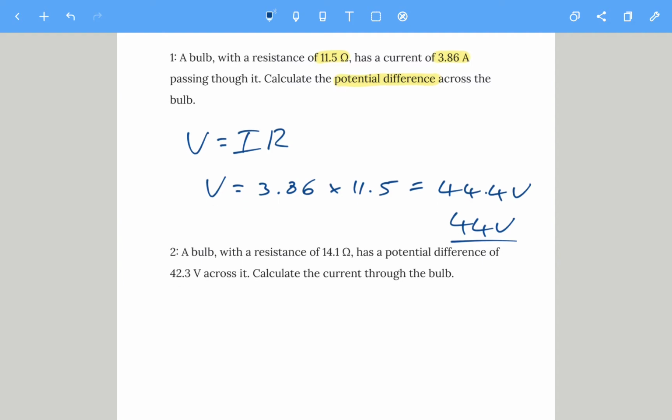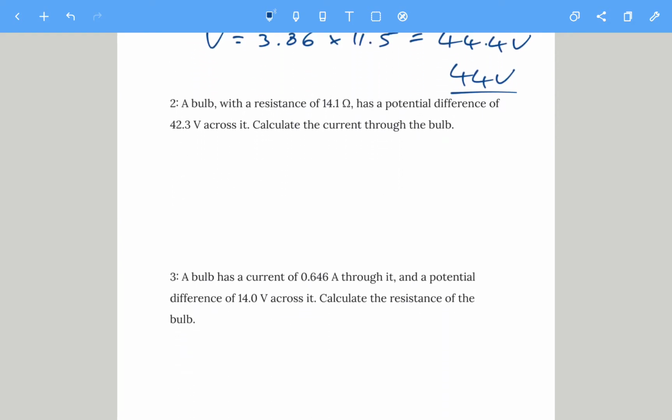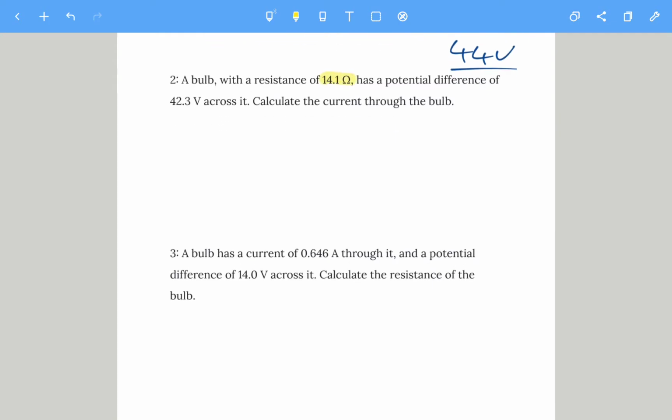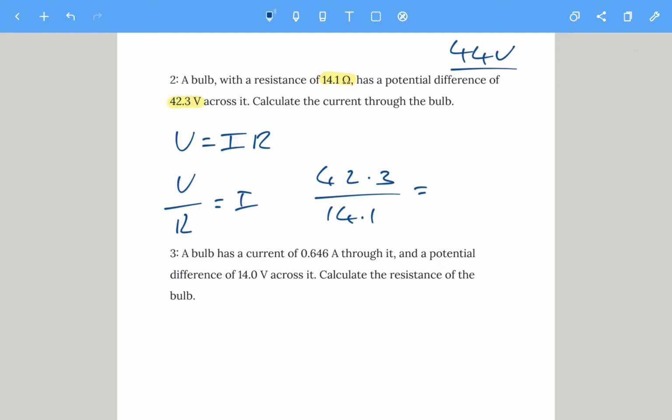All right, let's look at the second one. So a bulb with resistance of 14.1 ohms has a potential difference of 42.3 volts across it. Calculate the current. So we're going to use V equals IR, write the equation out. Then we need to get current on its own. We need to make it the subject, so we need to get rid of the times R. The opposite of timesing by R is dividing by R on the other side. And that'll give you the current. So then just put the numbers in. So it's 42.3 divided by resistance at 14.1. And that gives us 3 amps.